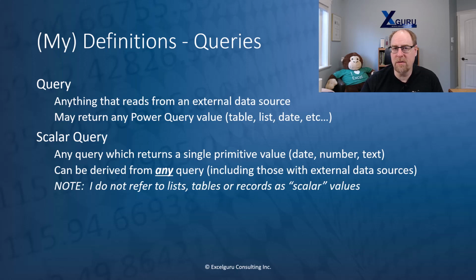When we look at things like lists or tables, these are not scalar. The reason being is because scalar is all about being a single thing, where a list or a table contains multiple components to it. There's multiple rows and cells inside a table. So therefore, we want to get back to that single primitive value of a text or a date or a value.